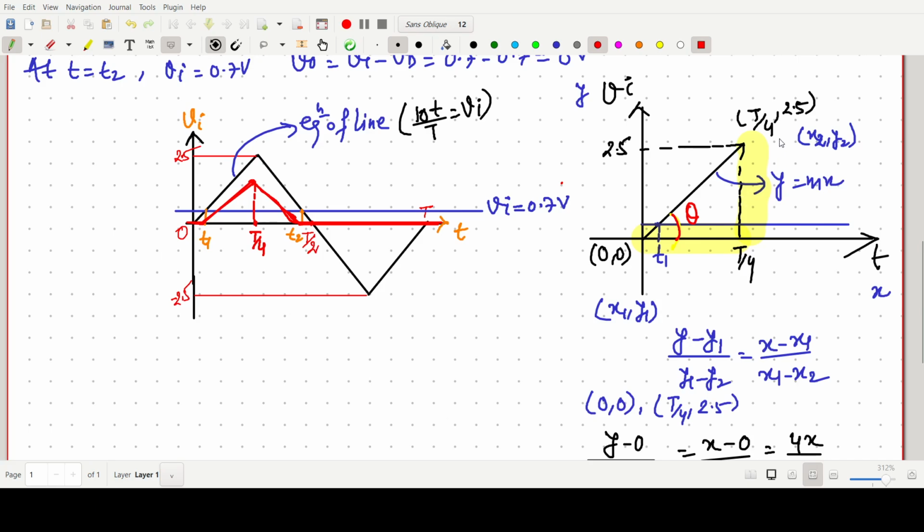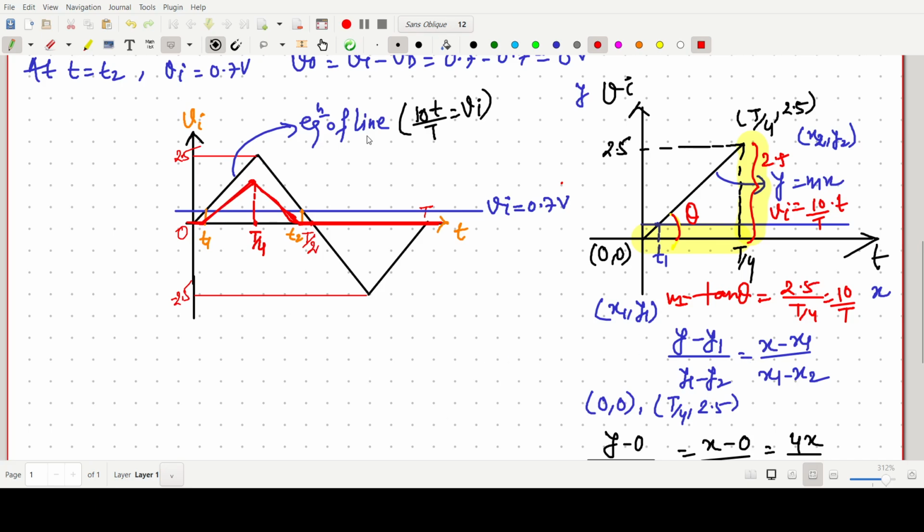This slope will be 2.5 by T by 4. Okay, this 10 theta, that is our 10 theta, this height. So this height will be simply 2.5, and this should be our T by 4. 2.5 by T by 4 means 10 by T. Okay, 10 by T. So this one is nothing but simply m. So m is 10 by T, x is our t, y is our vi. So like that also you can find.